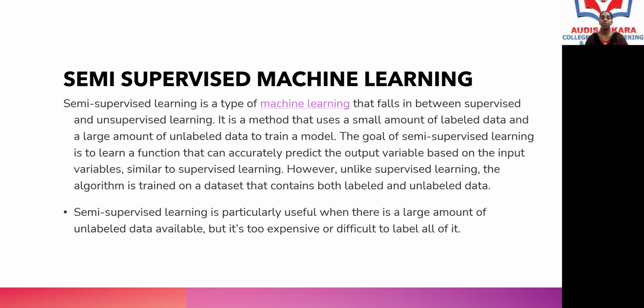Semi-supervised machine learning. Semi-supervised machine learning is a type of machine learning that falls in between supervised and unsupervised learning. It is a method that uses a small amount of labeled data and a large amount of unlabeled data to train a model. The goal of semi-supervised learning is to learn a function that can accurately predict the output variable based on the input. It is supervised learning. However, unlike supervised learning, the algorithm is trained on a dataset that contains both labeled and unlabeled data. Semi-supervised machine learning is particularly useful when there is a large amount of unlabeled data available but it is too expensive or difficult to label all of it.